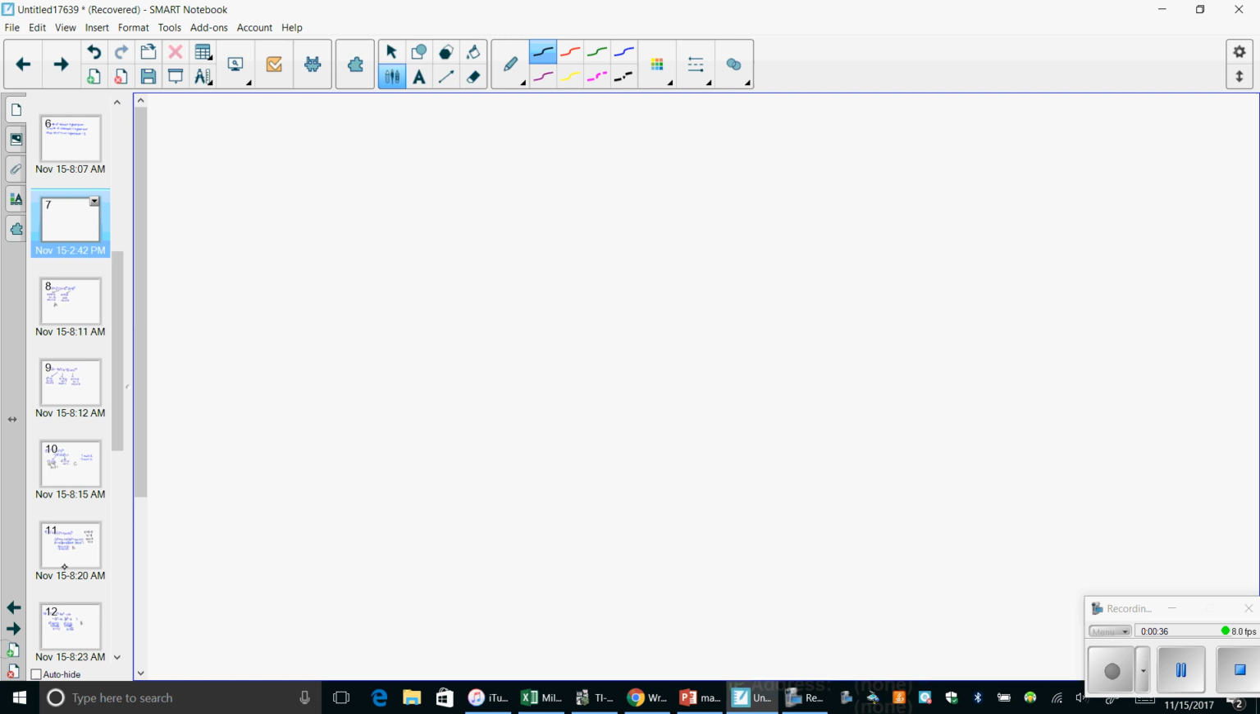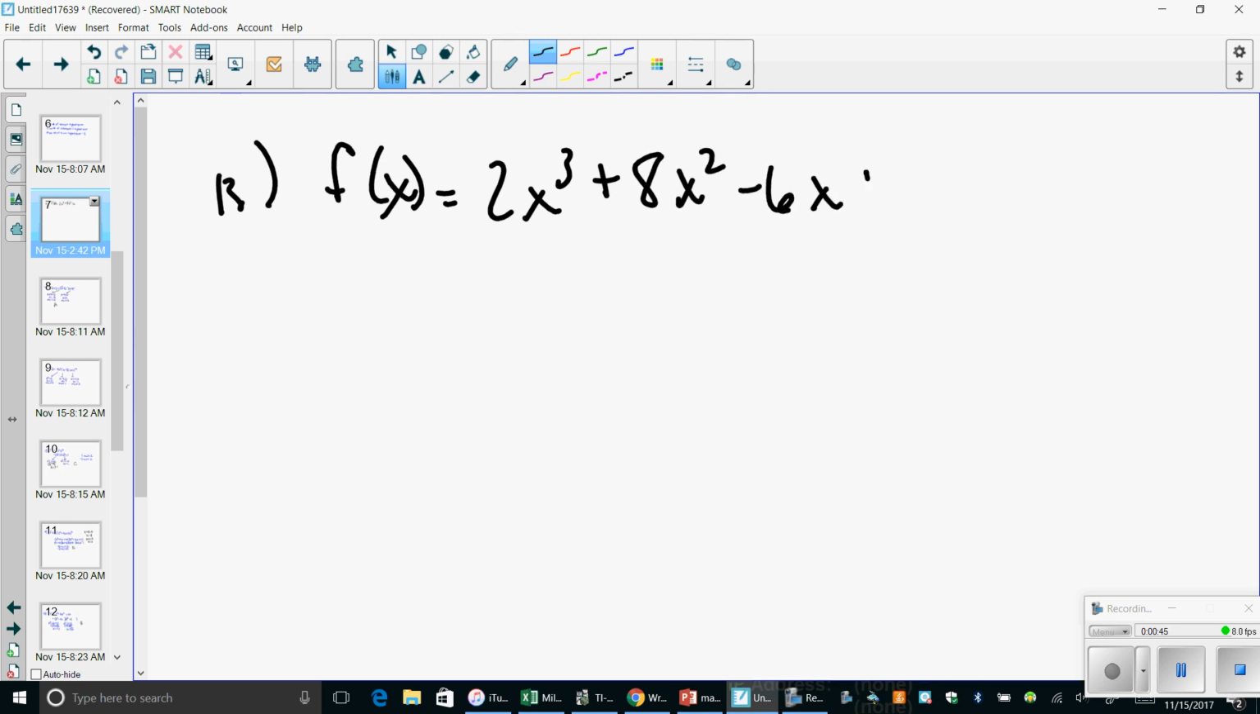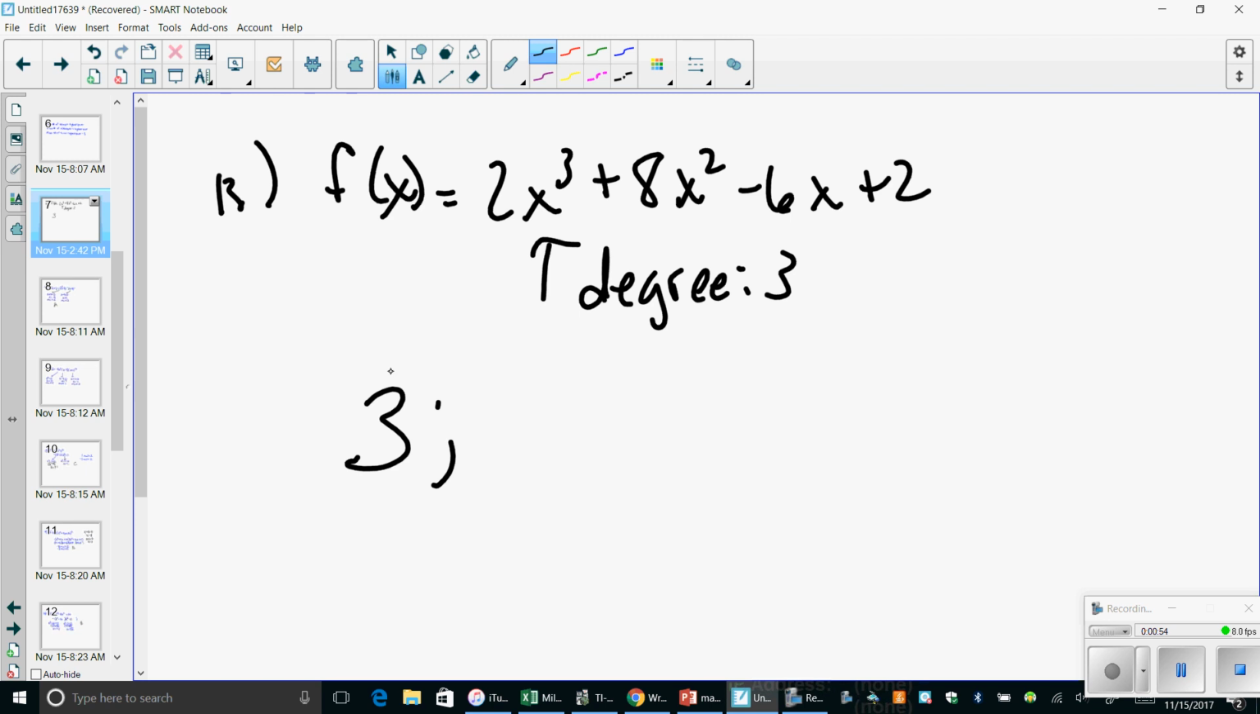So in 13, if we have f of x equals 2x cubed plus 8x squared minus 6x plus 2, since the highest power is 3, the degree of this function is 3. That means it could have 3 zeros maximum. It could have 3 x-intercepts maximum, and at most it could have 3 minus 1, or 2 turns. 3 zeros, 3 x-intercepts, and 2 turns. So my answer would be C.